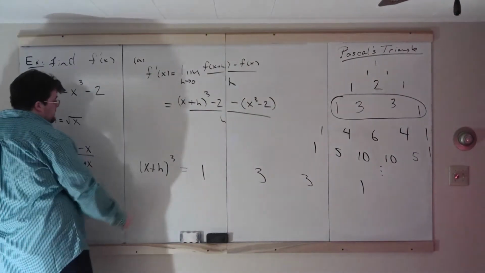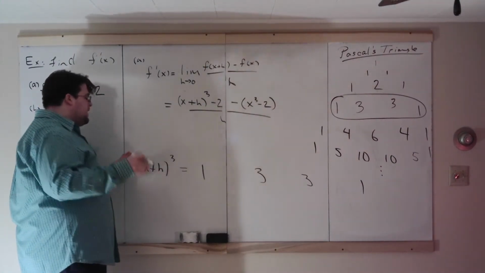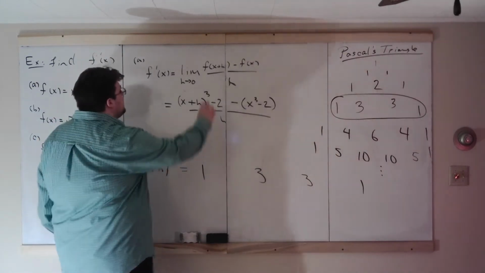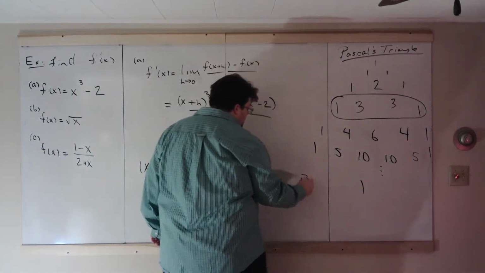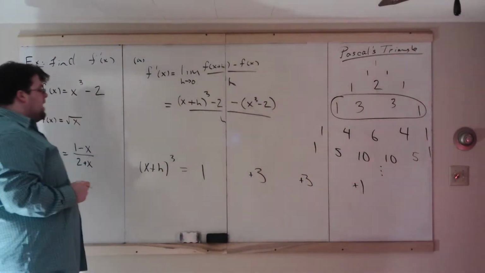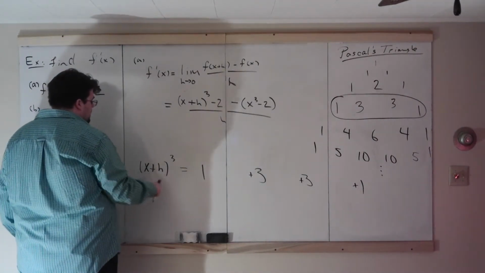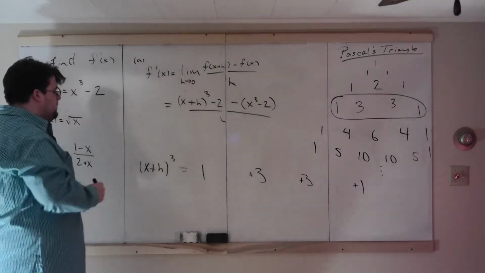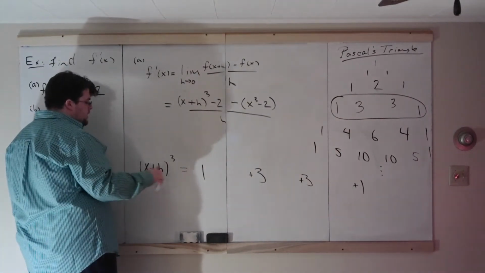This is a positive. If that were a negative, the signs would alternate: positive, negative, positive, negative. It'll always be a positive since we have x plus h. And because of that, we're going to add all these together. Okay, now what do we do? Well, now we look at these terms in here, x and h. And how do we use them?